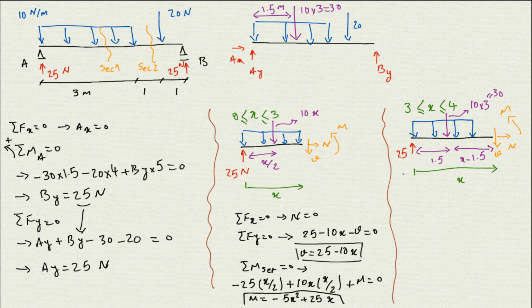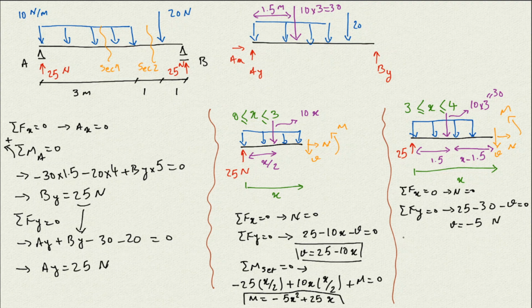So again, if I write the sigma Fx is 0, it tells me N is 0. And then if I write the sigma Fy is 0, what I have again here is the 25, and then the negative 30, and then the negative V. So considering all the forces, V comes out at negative 5, and you'll see this time it is going to be constant.